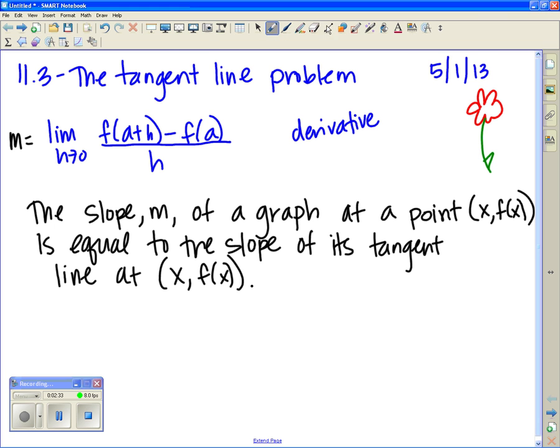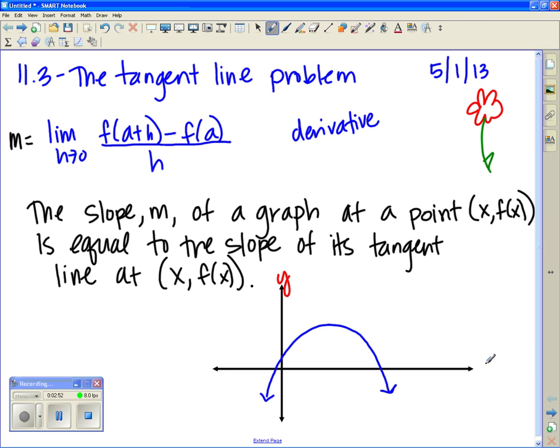So one of your first questions on your homework will be to estimate the slope of the tangent line. So if I give you an upside down parabola like this, or any function, this is y, this is x, this is f of x.